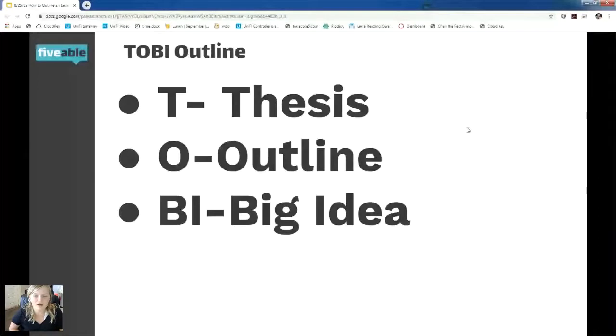Okay, so the essay outline I want to share with you guys is called a TOBY. The T stands for thesis, the O stands for outline, and the BI stands for big idea. Now this can work for any essay type, the 3: rhetorical, argument, and synthesis. So it works for all 3 of them, and I'll go ahead and show you how it works.